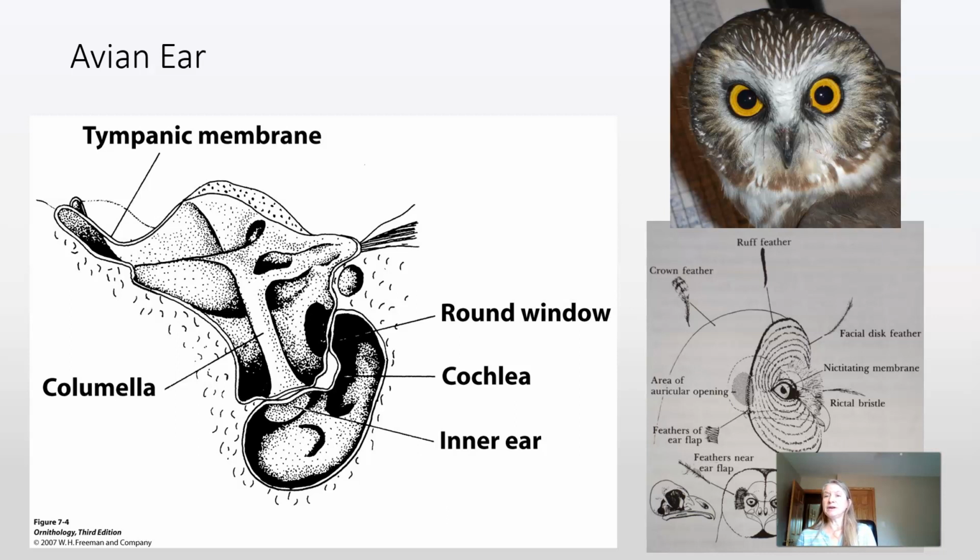Owls take it to more of an extreme. They actually create this facial disc to help localize where the sound is coming from. So they have these specialized feathers and head shape. This disc helps to send sound directly to the ear opening, or the auricular opening, here. The feathers over the ear are structured differently. So if you ever look really closely, especially at an owl, you can see differences in those feathers, and that allows sound to transmit to the ear more efficiently.